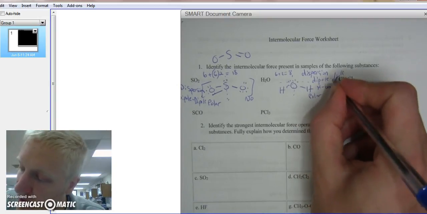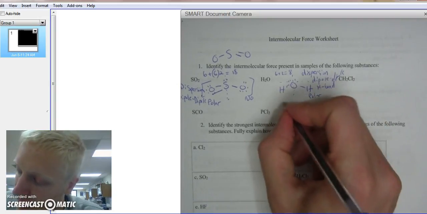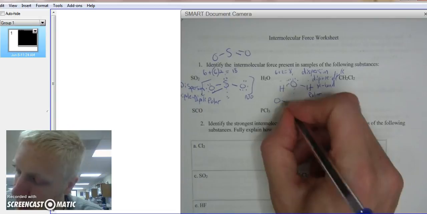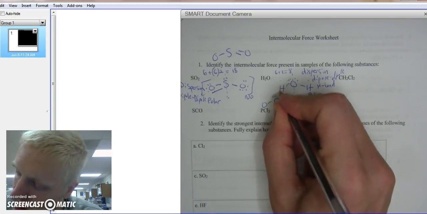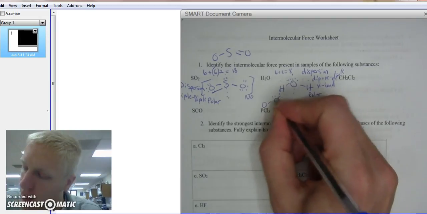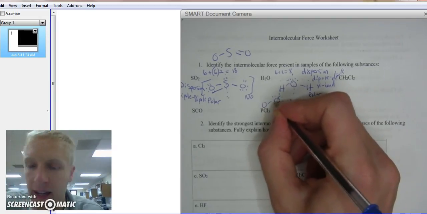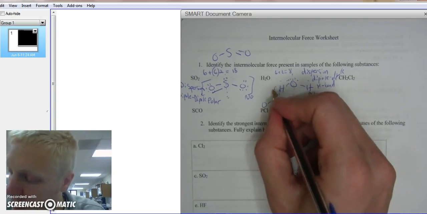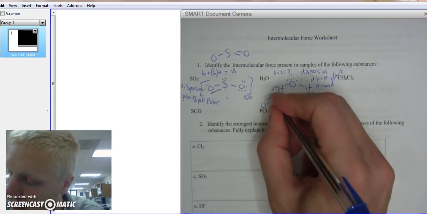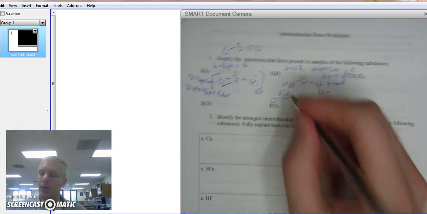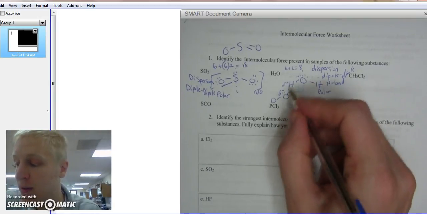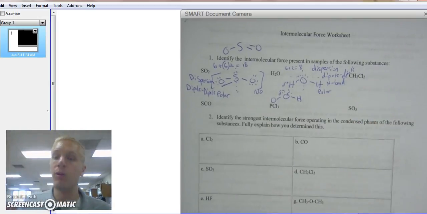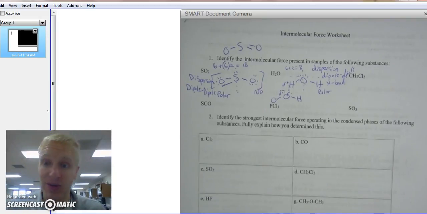So H bonding. And if we drew another water molecule, you'd have this intermolecular force between this partial negative oxygen and this partial positive hydrogen. And that is what we're looking at. We're not looking at the forces within this molecule, we're looking between the various H2O molecules. And it is dispersion, dipole-dipole, and H bonding.